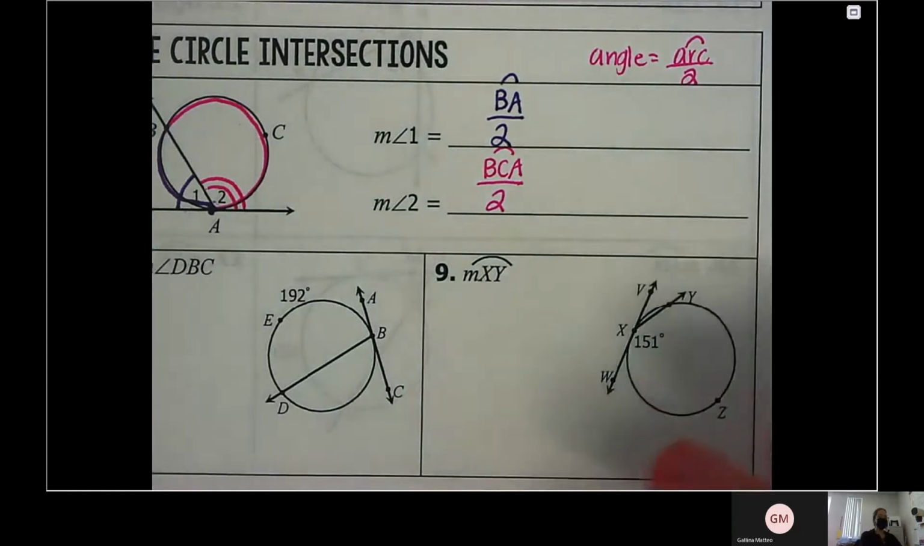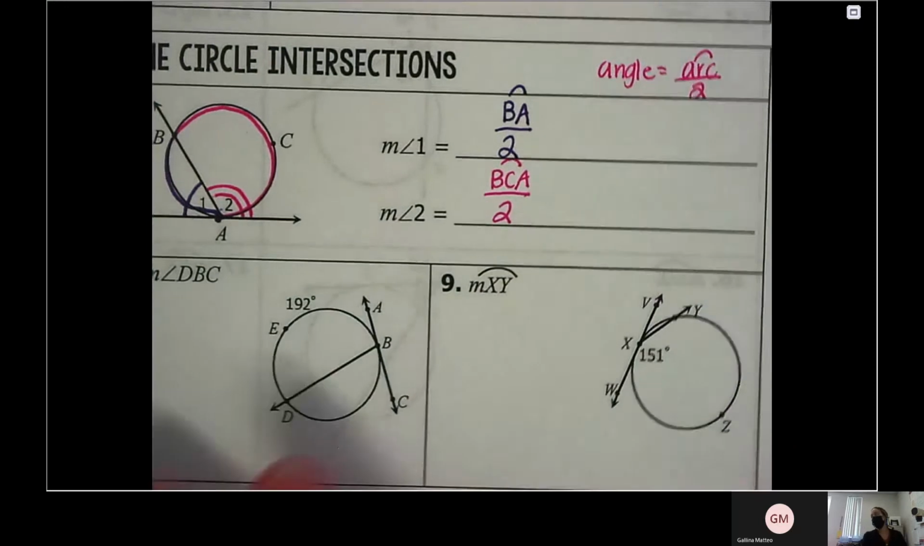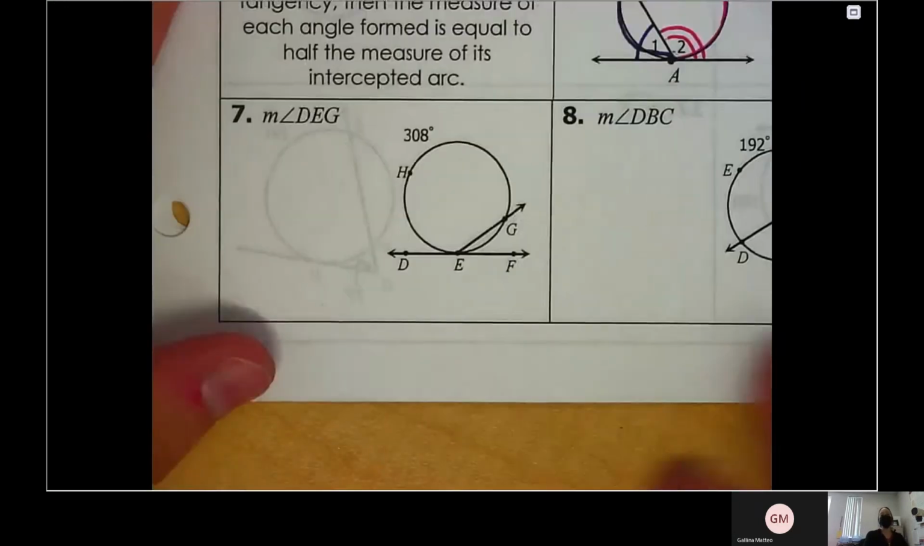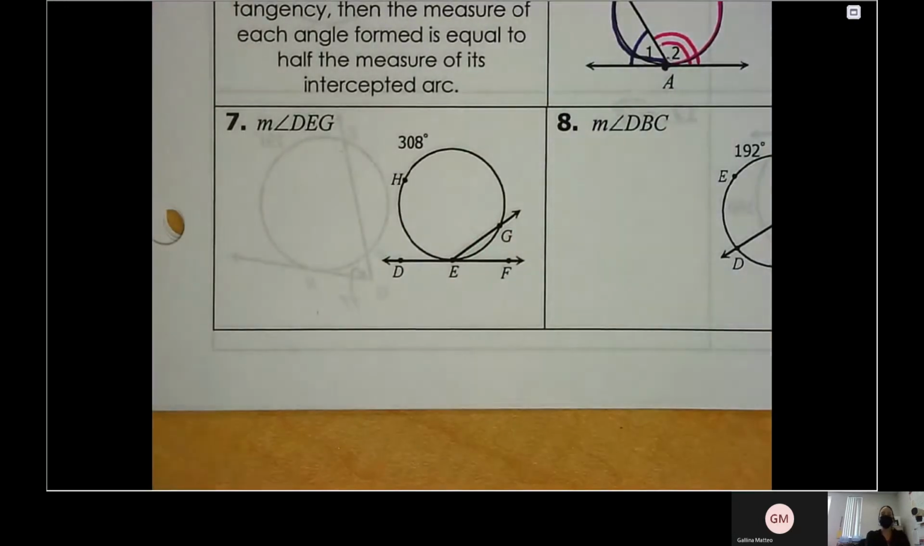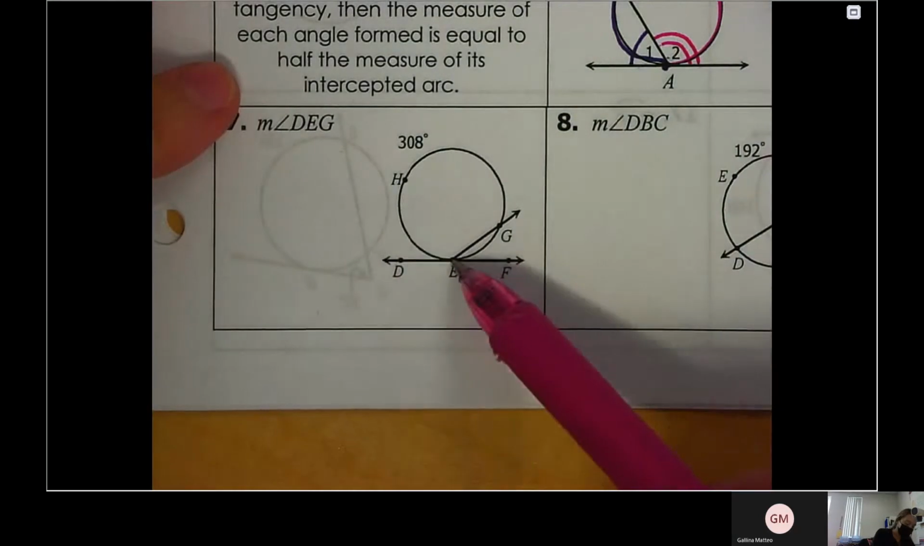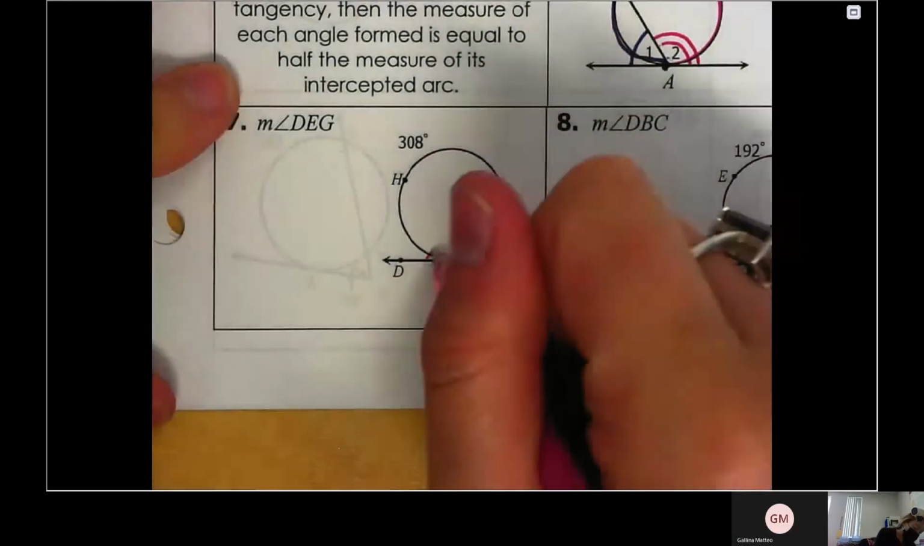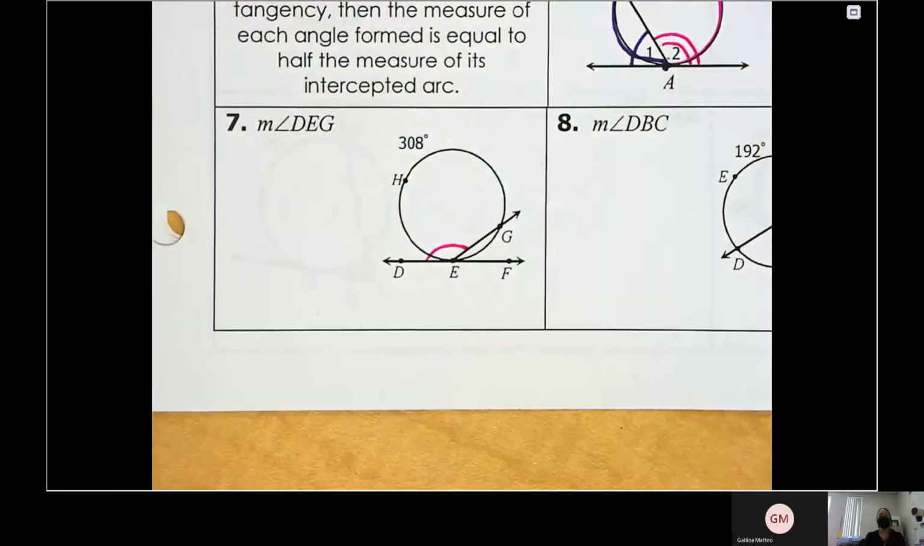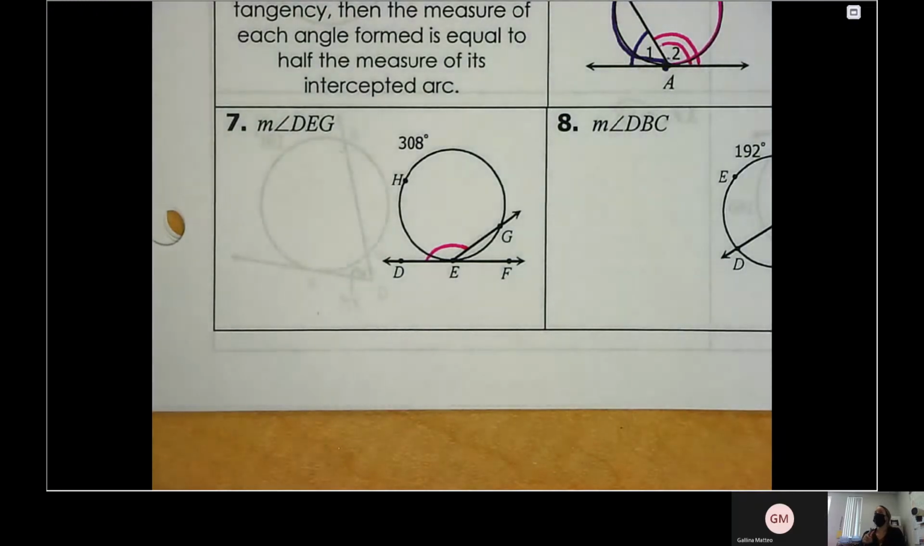All right, let's try an example. Number 7. Find the measure of angle DEG. DEG is this whole thing right here. So I need to take the arc that it matches with and divide it by 2. So what's the name of the arc that it matches with?